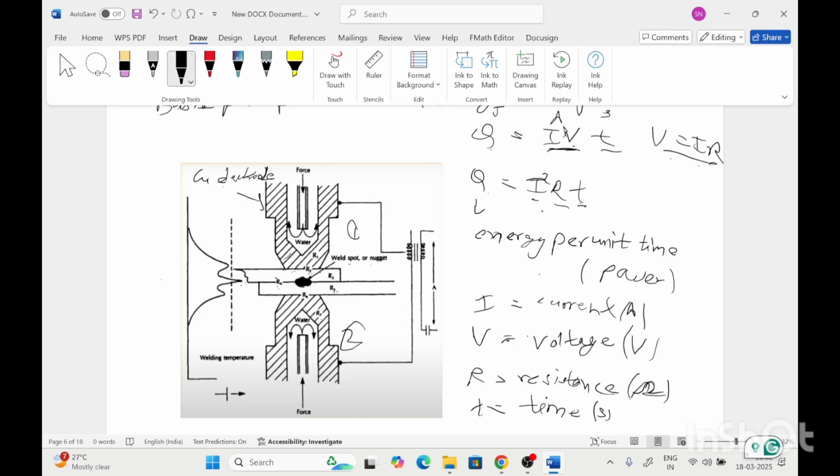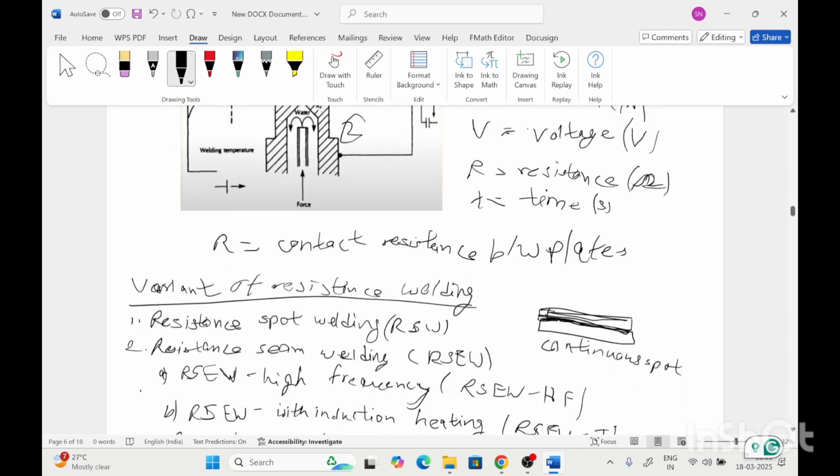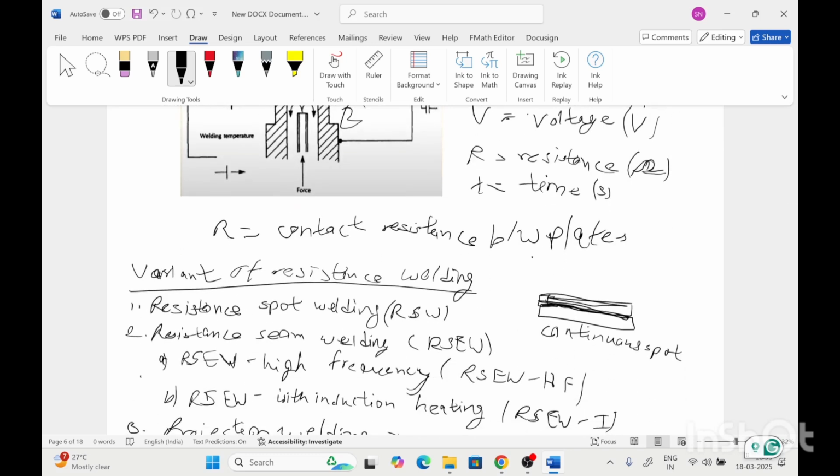Also, the shape of the welding spot in resistance spot welding is cylindrical. So the resistance is the contact resistance between the plates here.